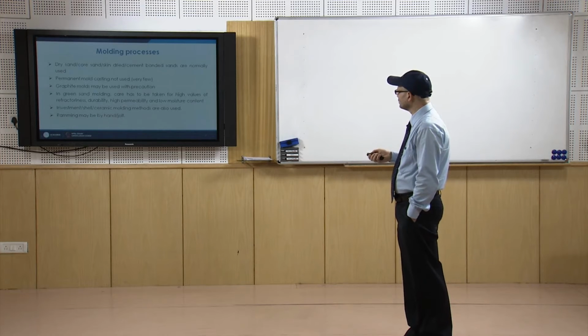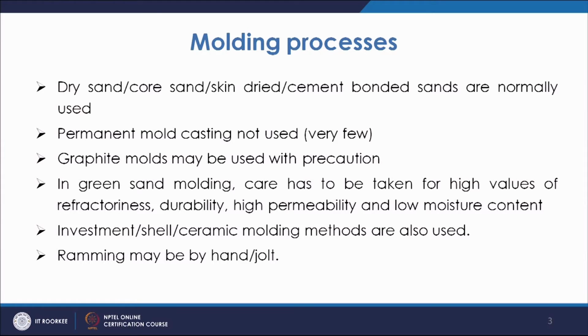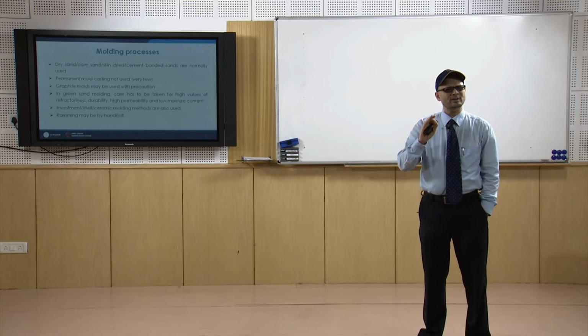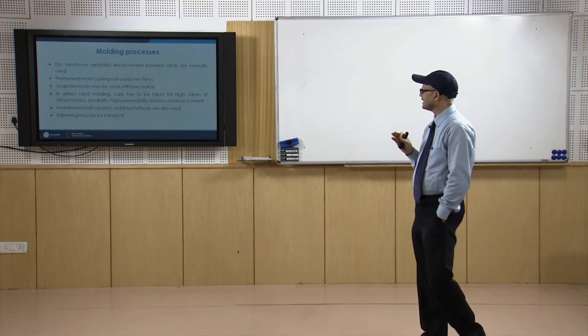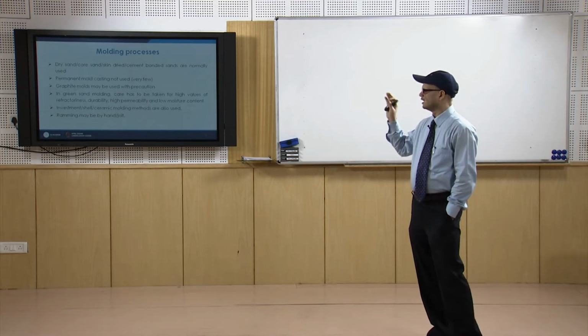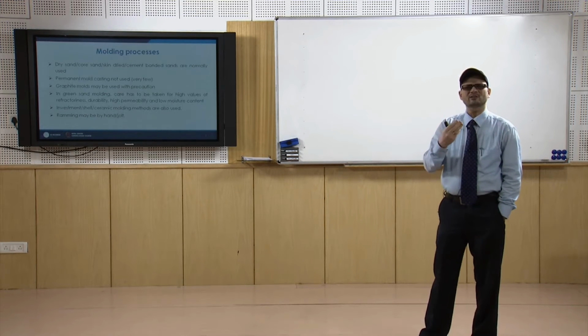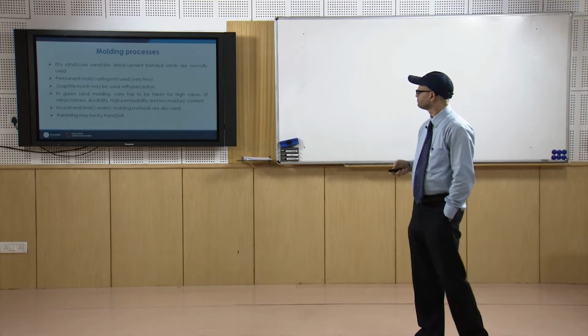We also use graphite molds with the precaution that they have a tendency to pick up carbon, and carbon beyond a certain percentage is not a desirable element. So, graphite molds are also used with proper care, to see that there may be a pickup of carbon. On that account you have the option to use graphite molds with care.